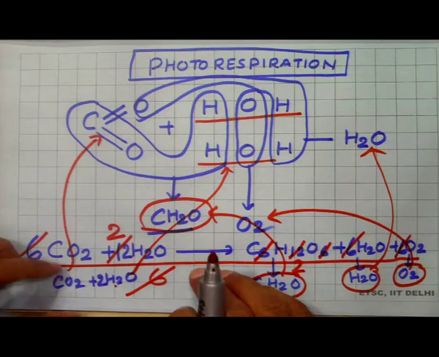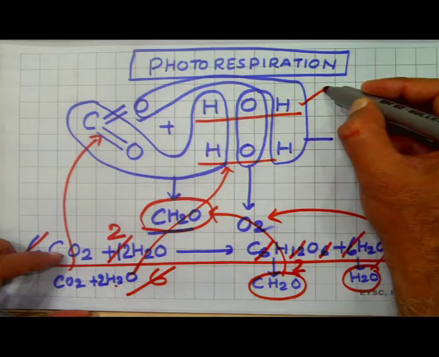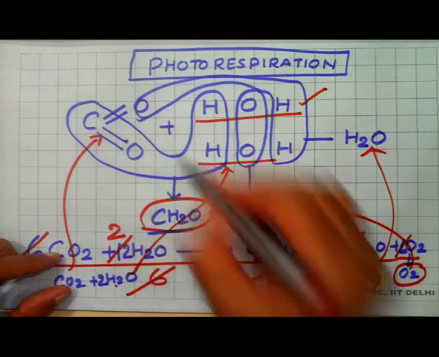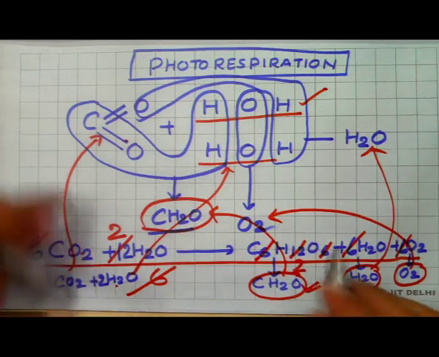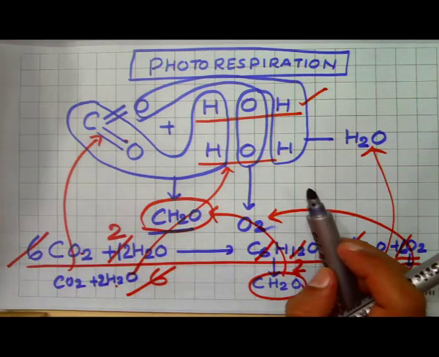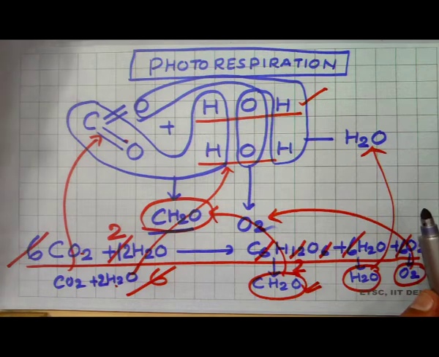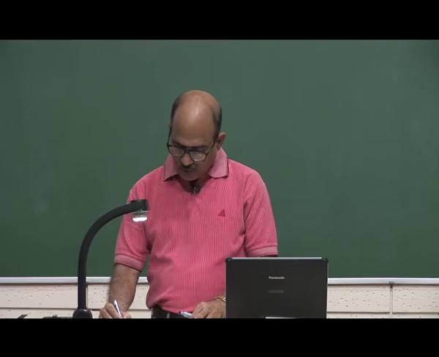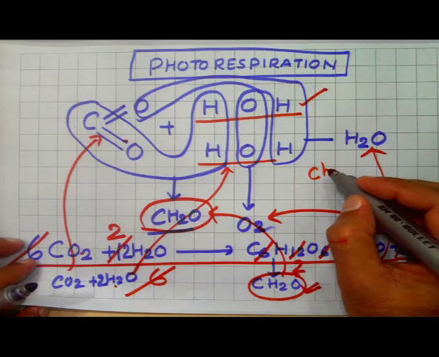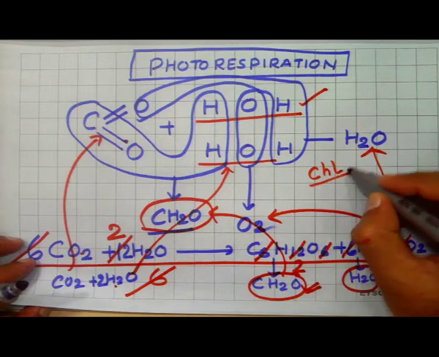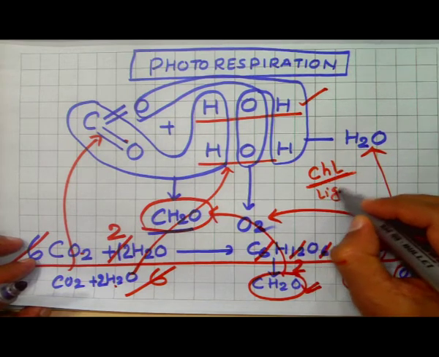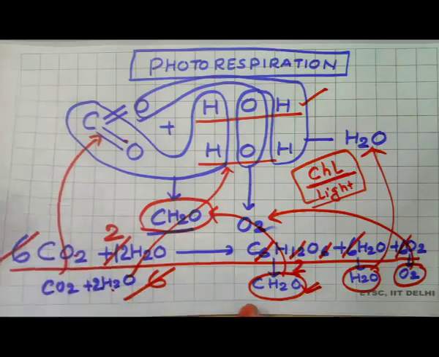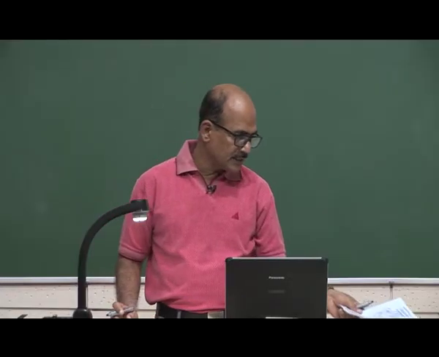The splitting of water molecule into oxygen and electron takes place in the light reaction, and this carbon dioxide is fixed into carbohydrate in the dark reaction. Now, this entire process requires raw materials of photosynthesis, that is chlorophyll and light. These are essential. Now, the rate of photosynthesis depends upon the light intensity.